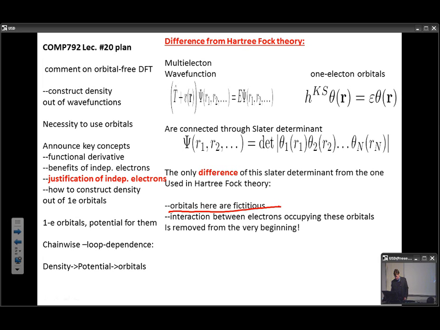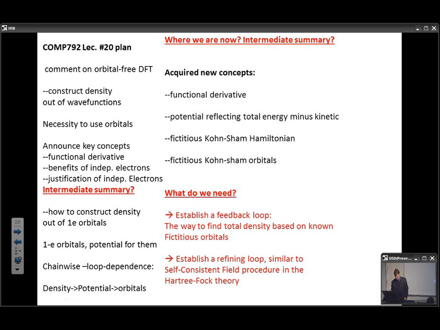A little verbalization of what we already have. The orbitals are fictitious. Formally, those orbitals are not interacting. So by now, we do have a definition of functional derivative. We have a new potential that reflects total energy minus kinetic. We have a Kohn-Sham Hamiltonian and Kohn-Sham orbitals. And now we are going to determine total density based on these orbitals.